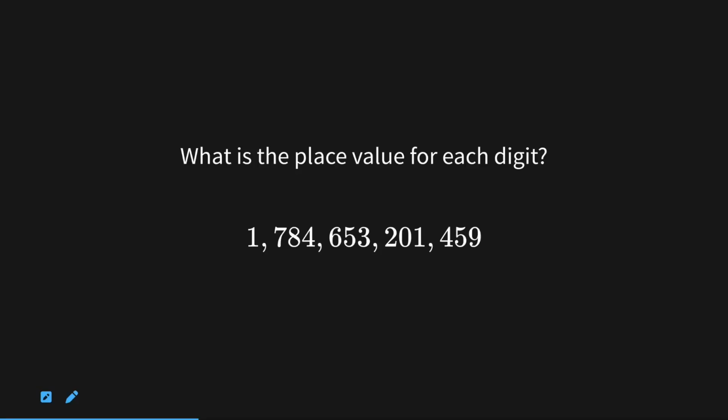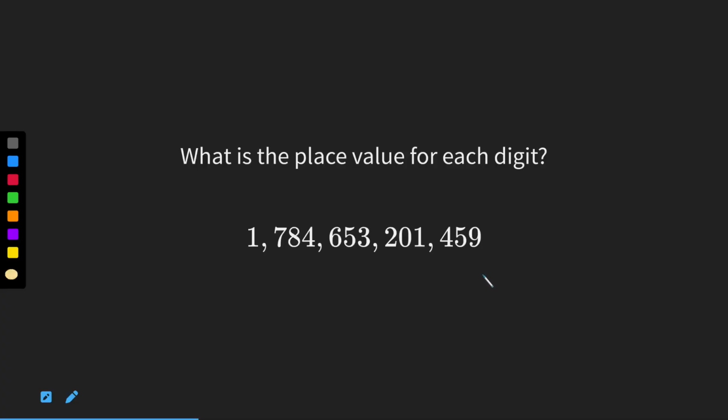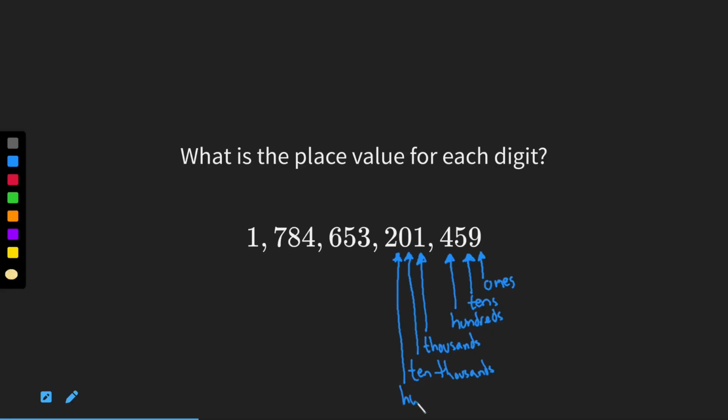What is the place value for each digit in this number? So we'll start from the right and go to the left. The 9 over here is in the ones place. The 5 is in the tens place. The 4 is in the hundreds place. The next place value is thousands. Then we increment in the same manner as we did over here on the right, where we now say 10,000s. Then the 2 is in the hundred thousands place.